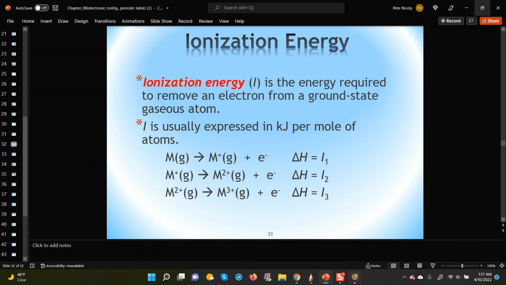Okay, so we're going to stop here. The next topic we're going to discuss is trends with respect to ionization energy. All right, until next time.